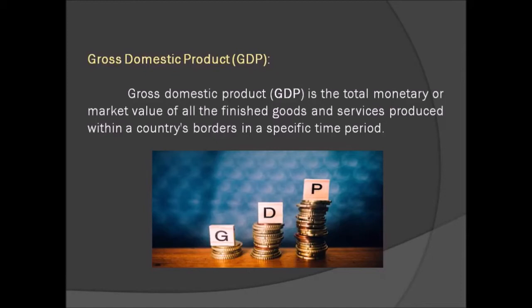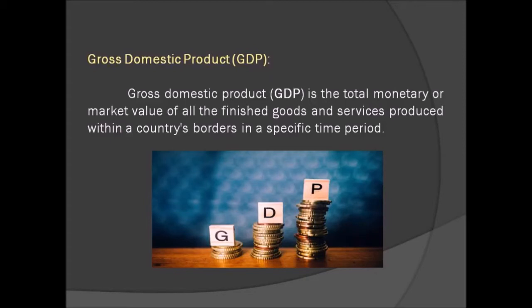But the market value of apples produced in California is not included in our GDP because California is in the US. Even though those apples are sold in India, they are not included to calculate India's GDP. So therefore, the first factor we have to consider is whether the goods or services are produced in our country.